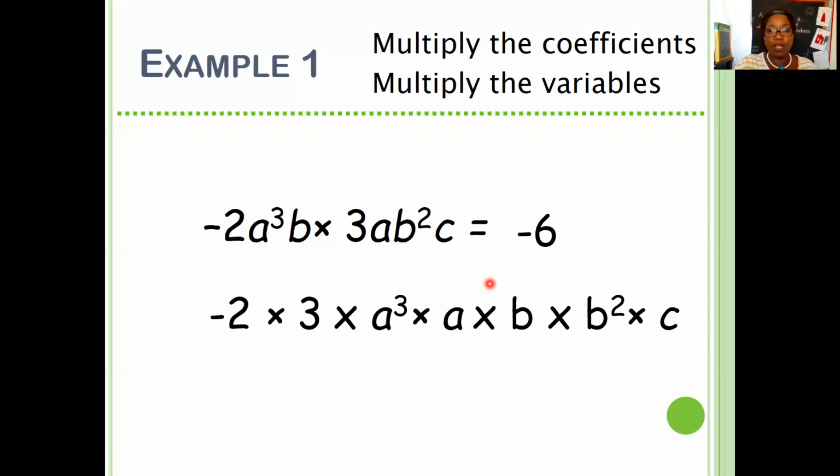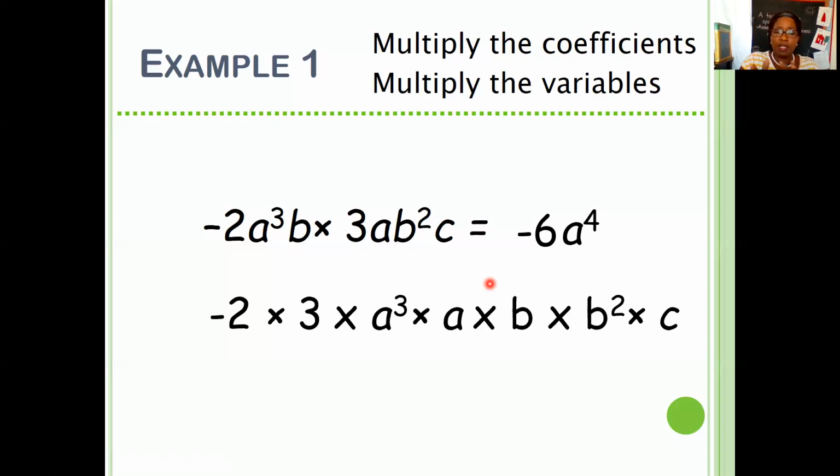Negative 2 times 3 is negative 6. A cubed times A. So A to the third power times A. And remember there's that invisible 1 that's right there. So when we're multiplying our variables, we're adding our exponents. So 3 plus 1 is, we have A to the fourth power. And then B times B squared.